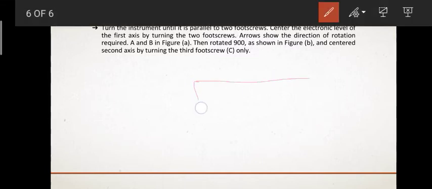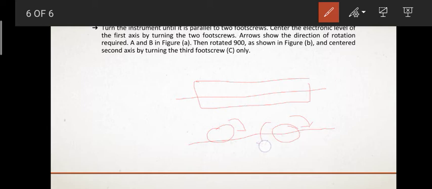This is your telescope, right? These are your foot screws which are parallel to it. Both are parallel to each other. Turn them either inwards or outwards. Both should be in one direction: both inward or both outward. You have to turn the foot screws until the bubble in the tube comes exactly to the center of the tube.